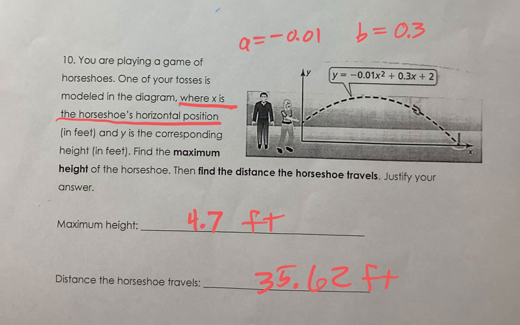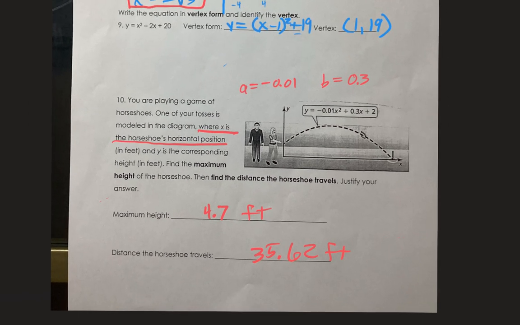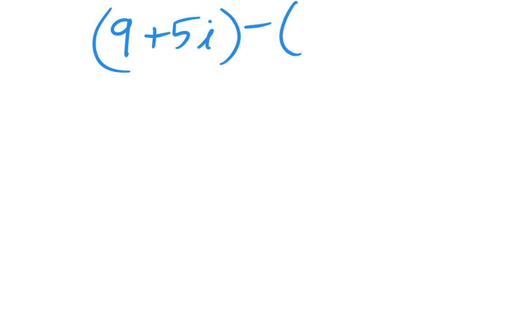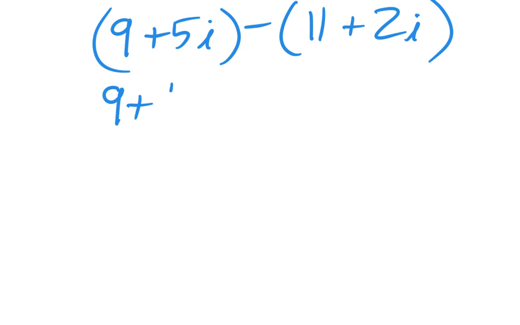All right, let's see. Nine plus 5i minus 11 plus 2i. So once again, we need to distribute that minus sign throughout the second parentheses, because remember, subtraction is just adding the inverse. So that's really 9 plus 5i minus 11 minus 2i. And notice the minus sign went through the 11 and the 2i.